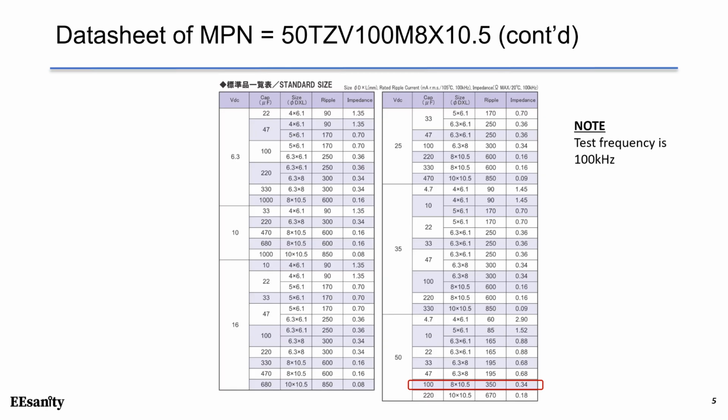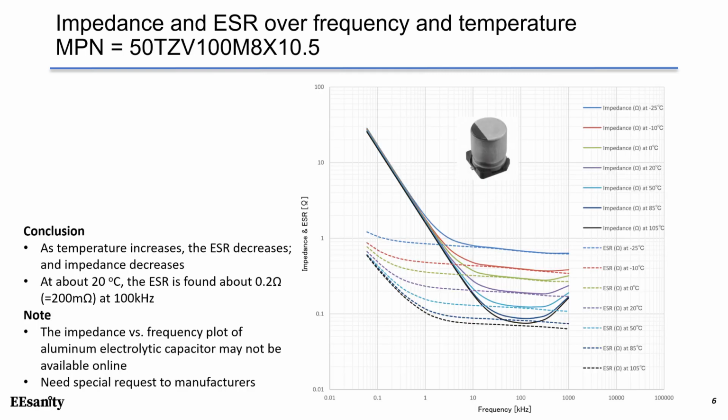In this particular case, we are looking at 50 volt DC, 100 microfarad. The size is 8 mm by 10.5 mm. The maximum ripple current at 100 kHz is 300 milliamps RMS. The impedance is 0.34 ohm at 100 kHz, which is the test frequency. If you want more detailed information about impedance and ESR over frequency range, you can ask the manufacturer as a special request.